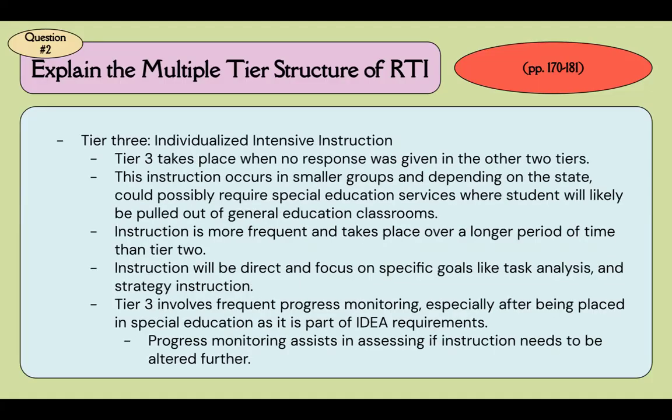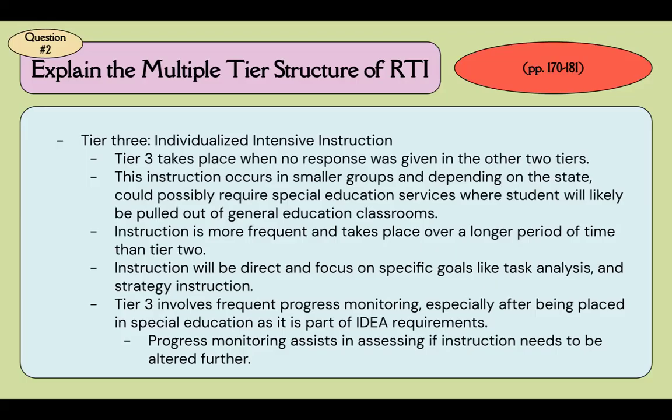And finally, tier three, it's individualized intensive instruction. It takes place when no response was given in the other two tiers. This instruction occurs in smaller groups, and depending on the state, this could possibly require a special education service or referral where the student will likely be pulled out of general education classrooms for a certain period of time. Instruction is more frequent and takes place over a longer period of time than tier two. Instruction will be direct and focused on specific goals like task analysis and strategy instruction.